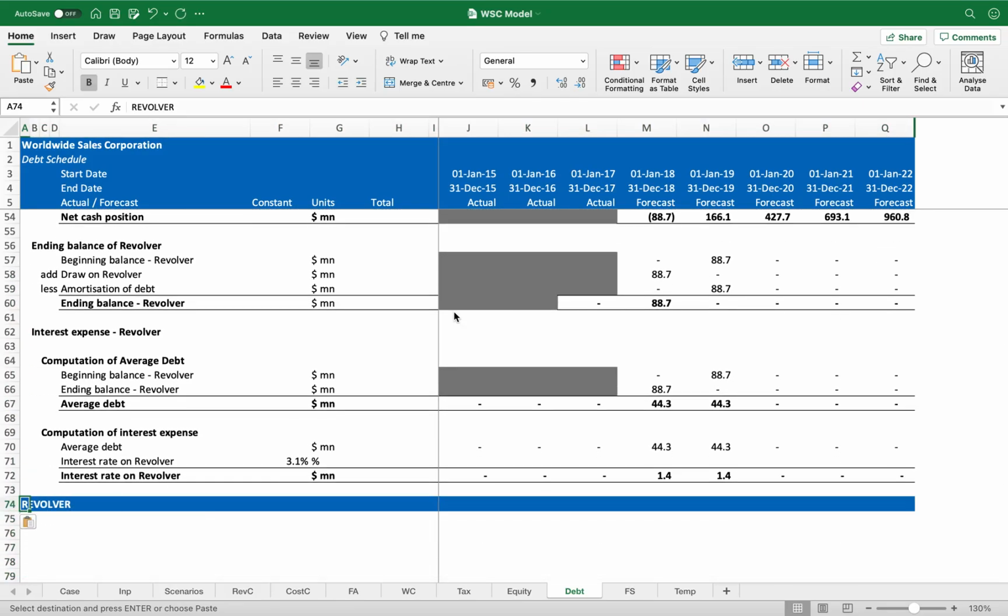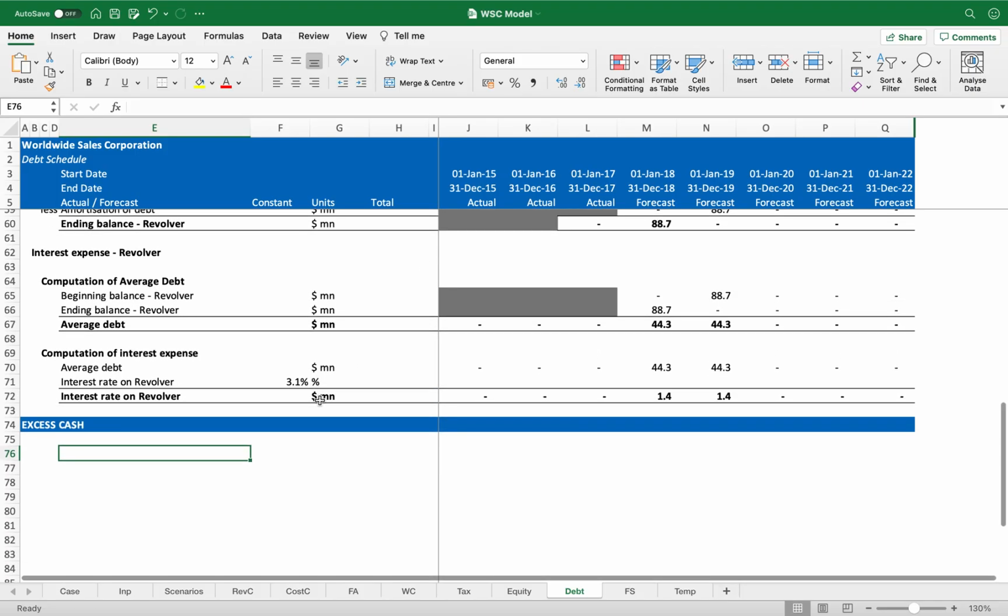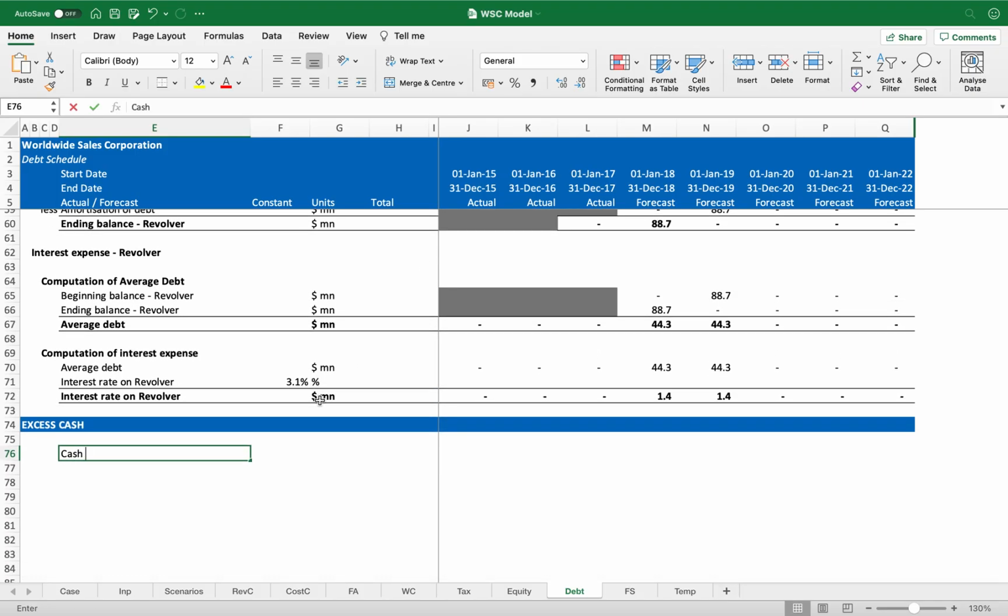In case I have excess cash with me, then what will I do? I will get an interest income, right? So this is my cash and cash equivalent from the balance sheet, because that is what my excess cash is after meeting all the commitments.